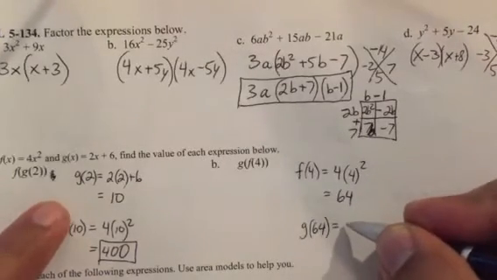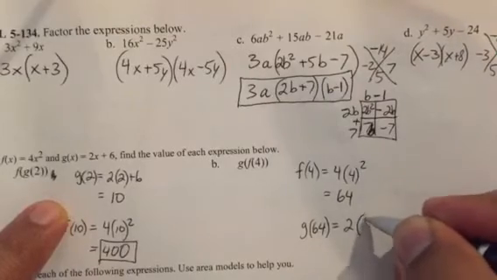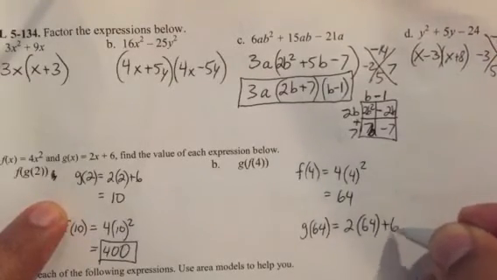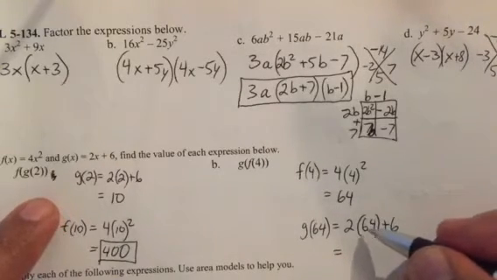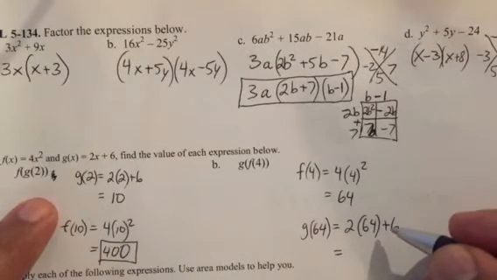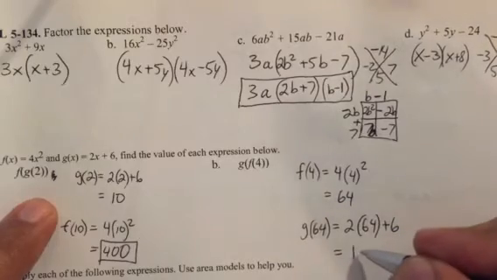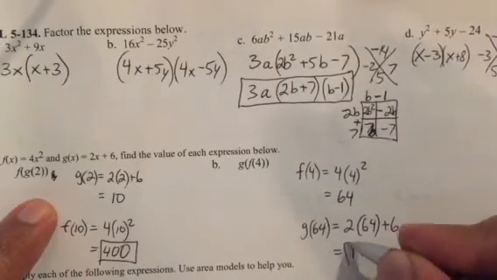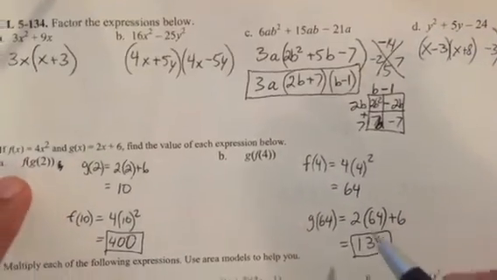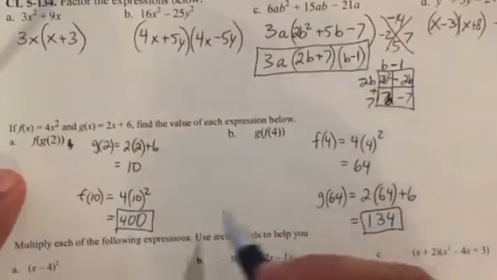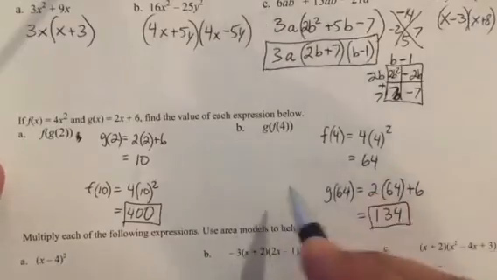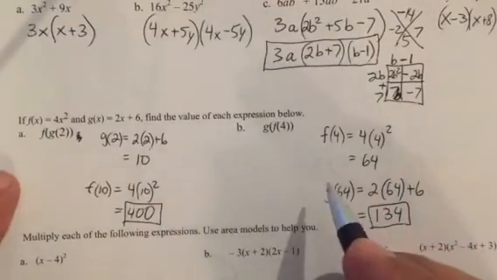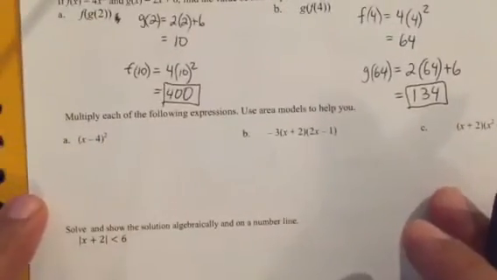So it's going to be g of 64, which is going to be 2 times 64 plus 6, which is going to equal 2 times 64, that's 128, plus 6, that's 134. So that's my final answer right here. So if you notice, we do get 2 different answers. Well, we plugged in a different number to begin with, but that's pretty much what this is asking you to do. Alright, moving on to the next problem.